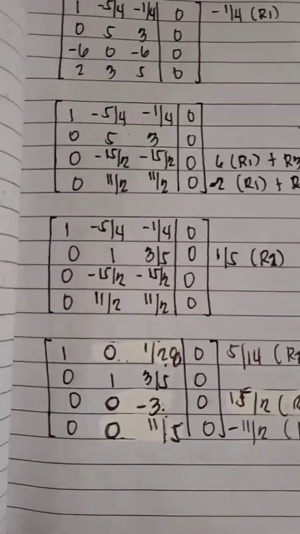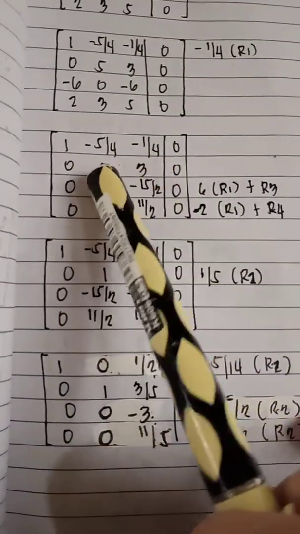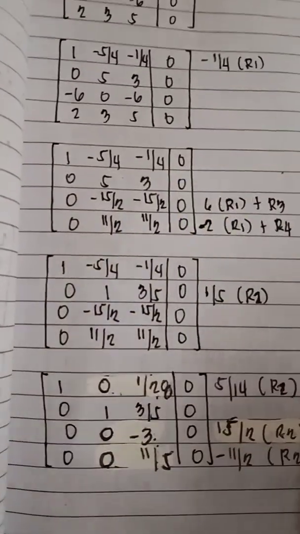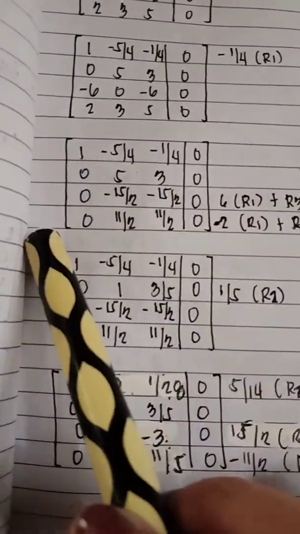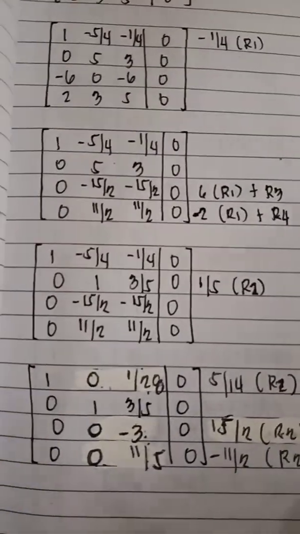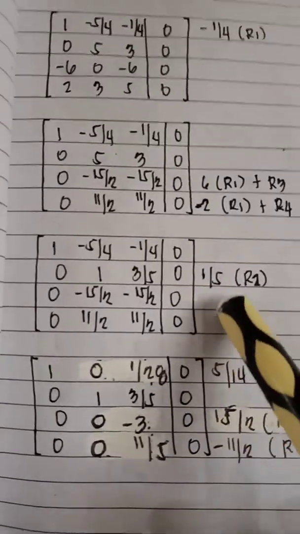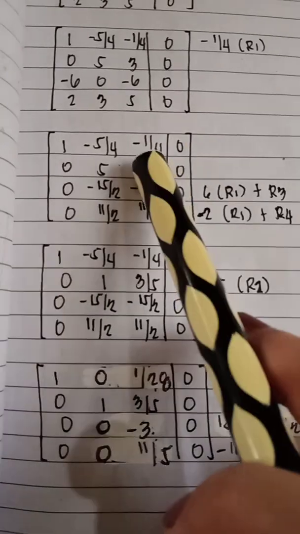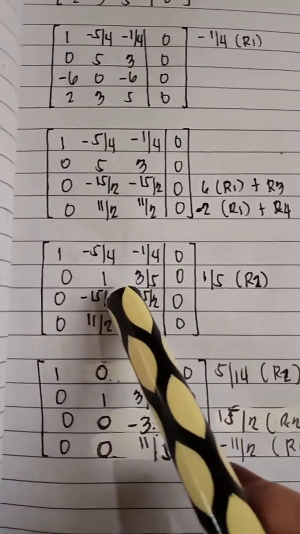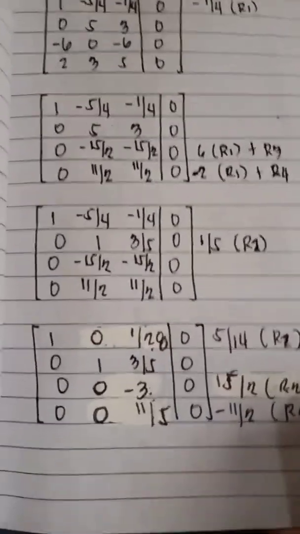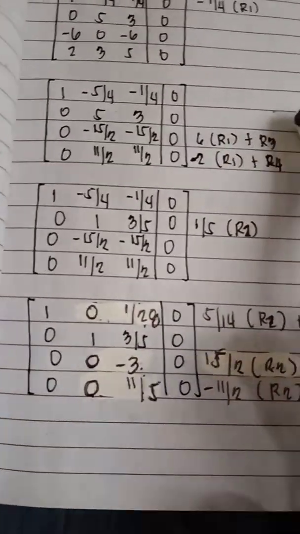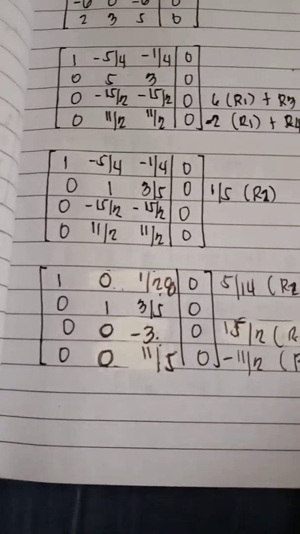So next, we will make this 5 into 1. In order to make this 5 into 1, we will use the formula 1 over 5 times R2. First, we will just copy R1, R2, and R3. So 1 over 5 times 0 is equal to 0. 1 over 5 times 5 is equal to 1. 1 over 5 times 3 is equal to 3 over 5. And 1 over 5 times 0 is equal to 0.